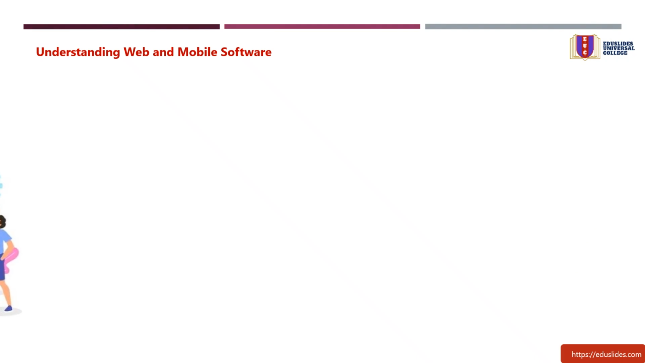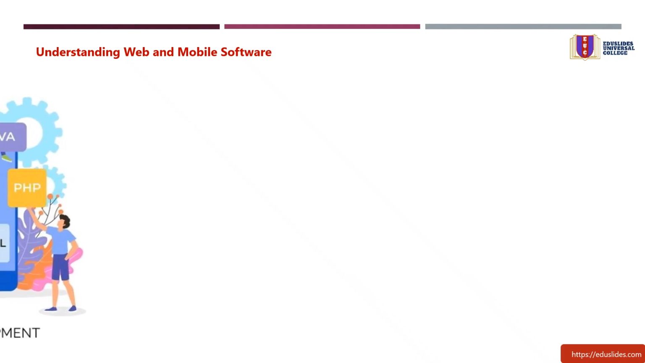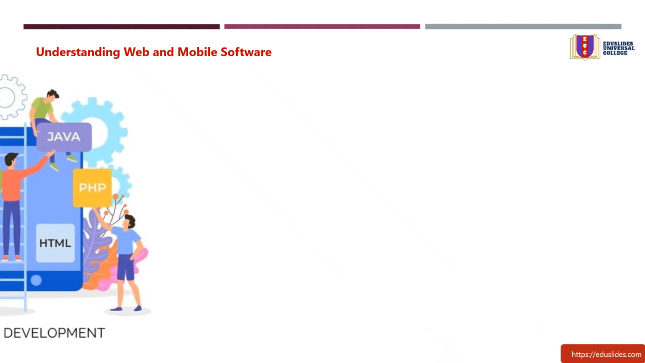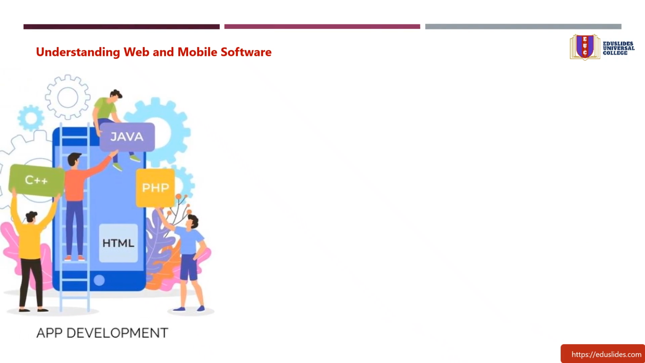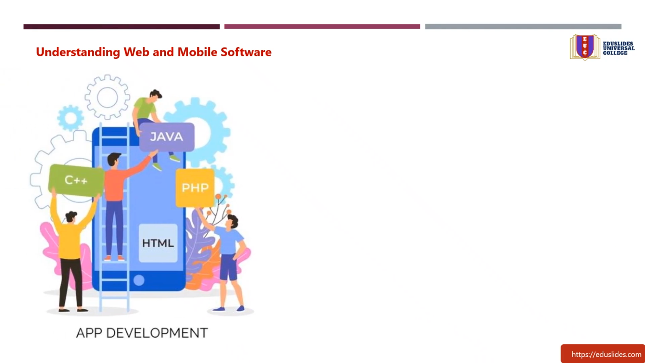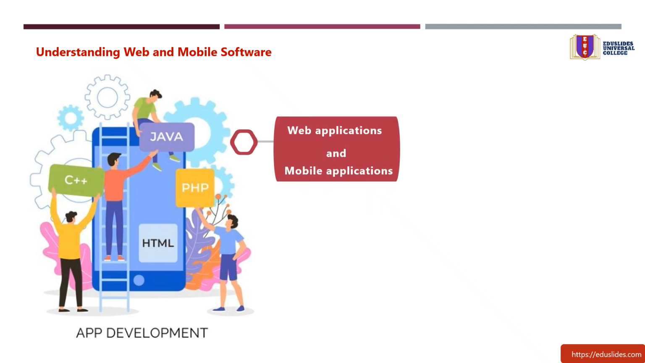Understanding web and mobile software. Software applications are at the core of how individuals and businesses operate in today's digital world. These applications can be categorized mainly into two types: web applications and mobile applications. Both have distinct characteristics, capabilities, and benefits. So, what is a web application?